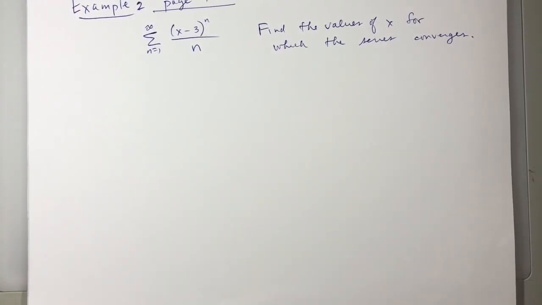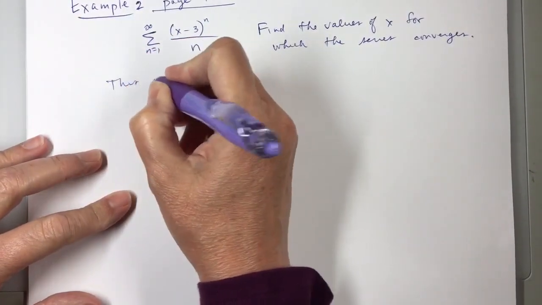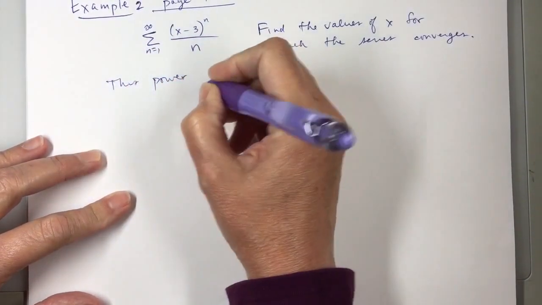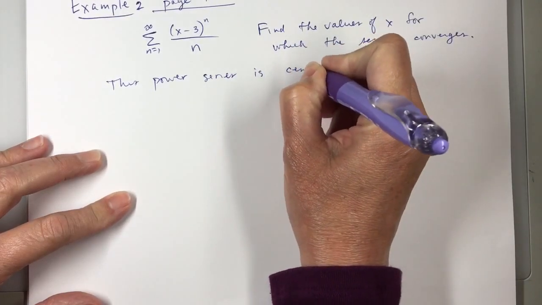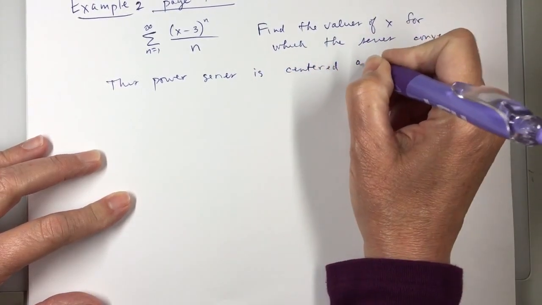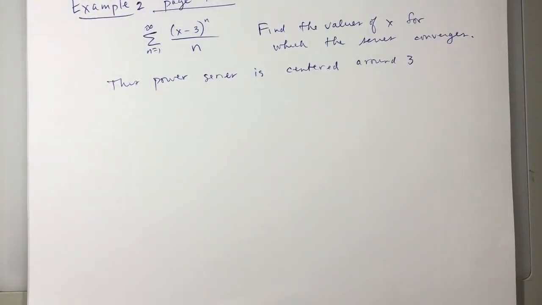For this power series, I'm looking at it and it is centered around what number? Centered around 3. This power series is centered around 3. And I know that because it has x minus 3 to the power.